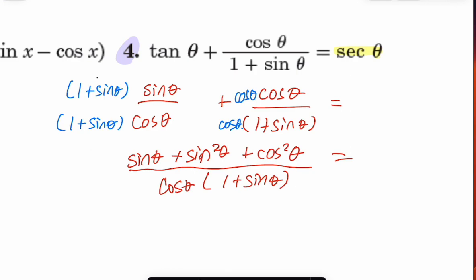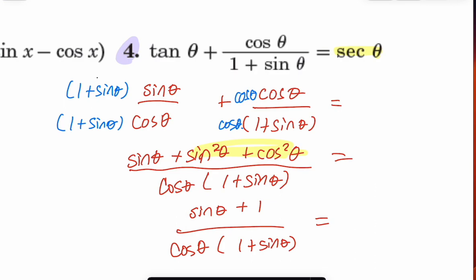Does anybody notice something that popped into our equation? Yes. Sine squared plus cosine squared is equal to 1. So that is replaced with a 1. Now remember, we wanted this 1 plus the sine to cancel out. 1 plus the sine plus the 1, they're exactly the same thing. So we can cancel those out.